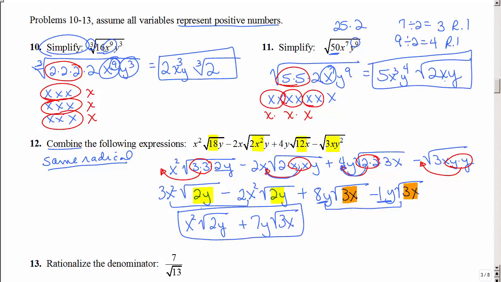And to be honest, this one's probably a little bit harder than the one on the exam, but if you can understand this one, the exam will be a piece of cake.